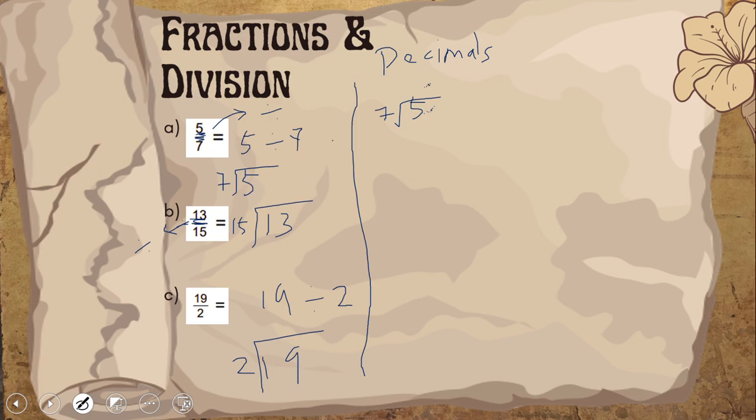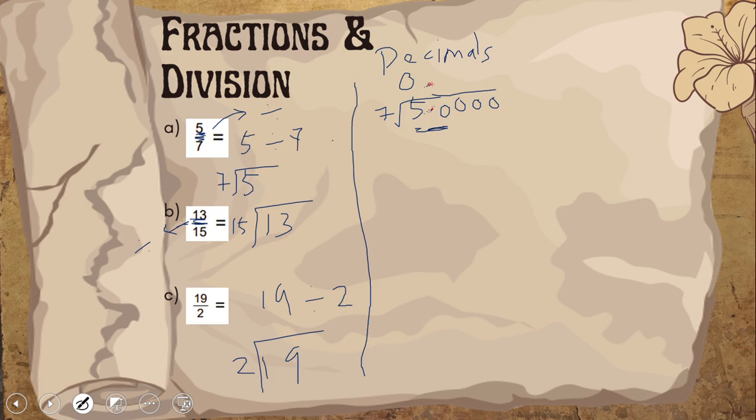Then right after the point, you can put 0, 0, 0, 0. You can write as many zeros as you want. This point right here, you need to make sure it is aligned. Alright, so 5 we cannot divide by 7, so the top will become 0. Then we can have 50, since we cannot have 5.